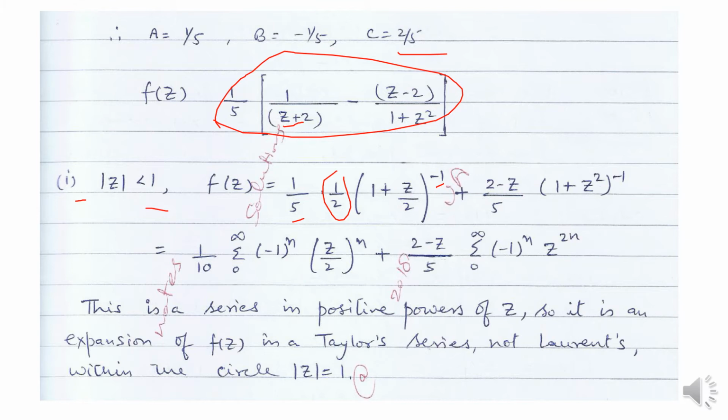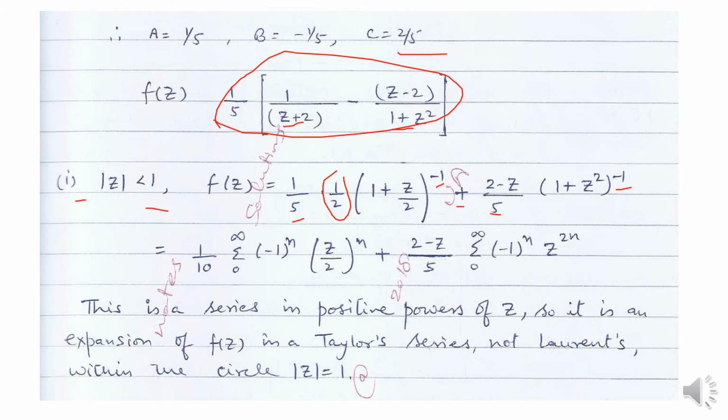Plus 2, we have taken minus sign out from second term, so minus minus this becomes plus 2 minus z upon 5, 5 was outside of the bracket, and this is (1 plus z square) to the power minus 1. So z square we can write down, we can take it, compare it with 1 plus z to the power minus 1, that form is here.